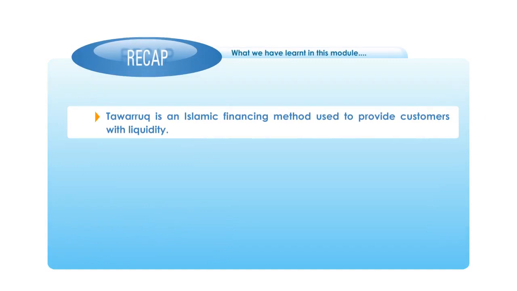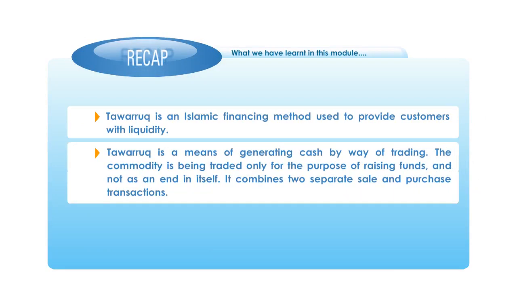Tawarruk is an Islamic financing method used to provide customers with liquidity. Tawarruk is a means of generating cash by way of trading. The commodity is being traded only for the purpose of raising funds and not as an end in itself. It combines two separate sale and purchase transactions.